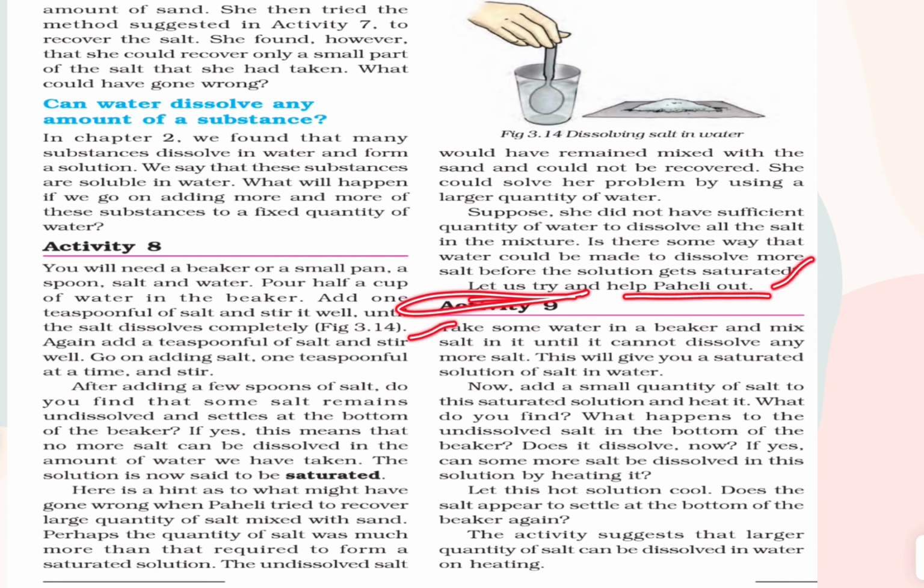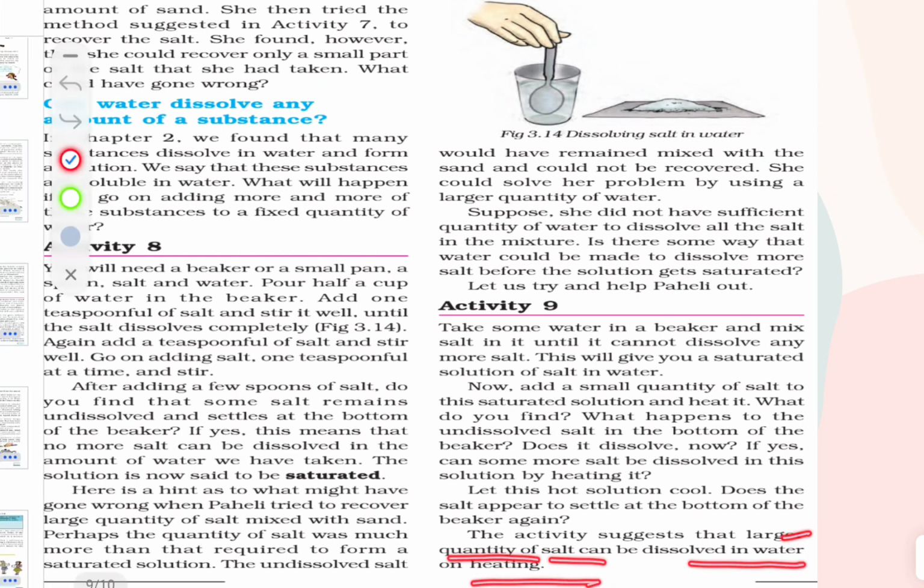Activity 9. Take some water in a beaker and mix salt in it until it cannot dissolve any more salt. This will give you a saturated solution of salt in water. Now add a small quantity of salt to this saturated solution and heat it. What do you find? What happened to the undissolved salt at the bottom of the beaker? Does it dissolve now? If yes, can some more salt be dissolved in this solution by heating it? Let this hot solution cool. Does the salt appear to settle at the bottom of the beaker again? The activity suggests that a large quantity of salt can be dissolved in water on heating.